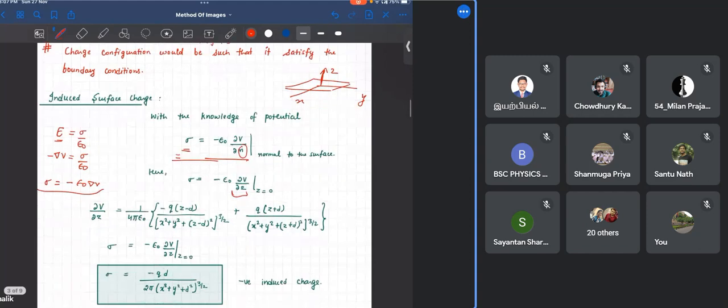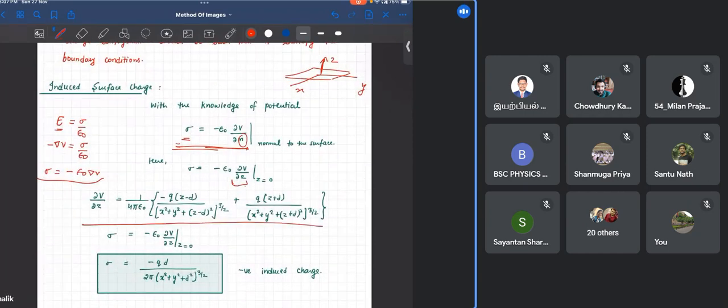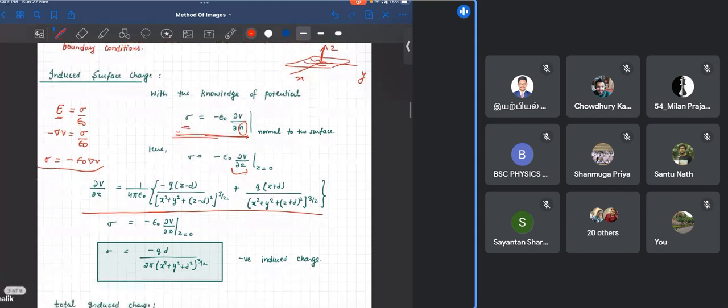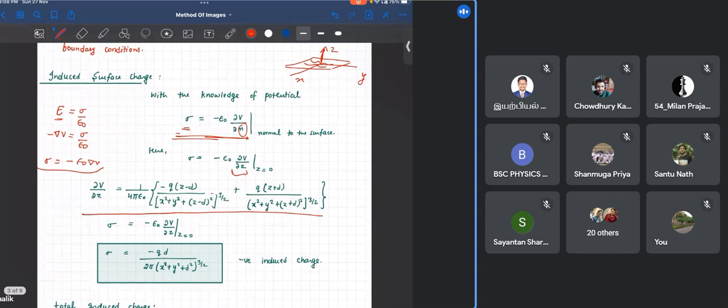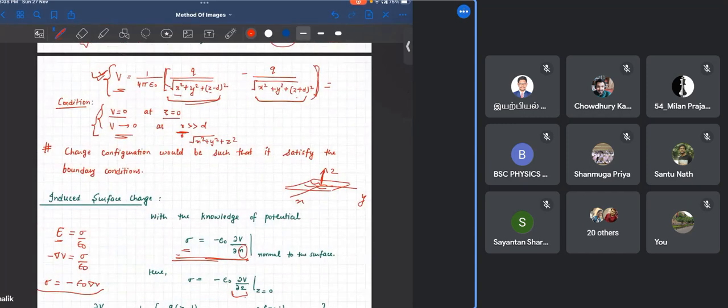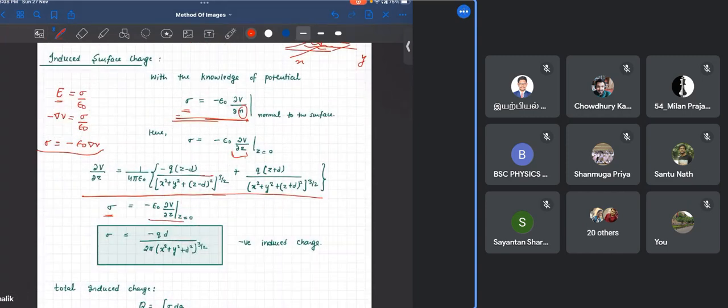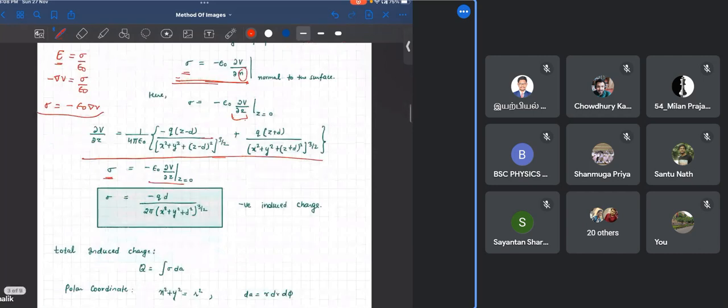So we will then differentiate our potential with respect to z, and then we put z equals 0 since we wanted to calculate the charge distribution at the surface of this plate. When we differentiate it, I think you are all familiar with how to differentiate. So we will just take del by del z of this quantity. So this is the differentiation, and we calculate sigma, which is minus epsilon naught del V by del z at z equals 0. So sigma will become this value.